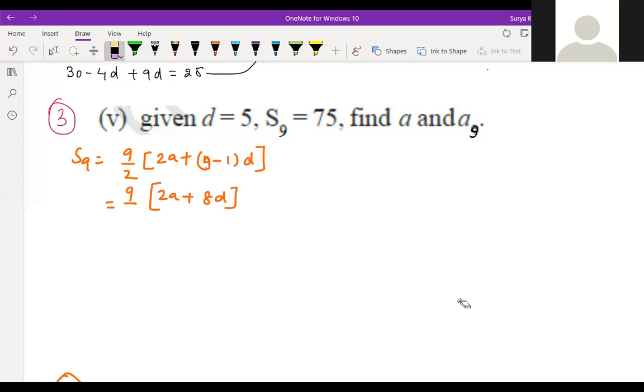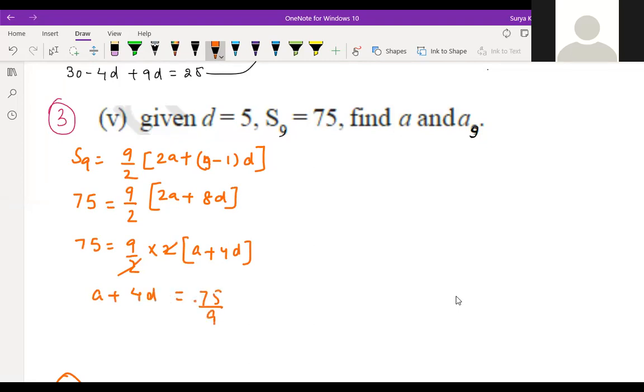After this, that's 75 is equal to 9 by 2 into 2a plus 40. And we take 2 common from this. So we can write here a plus 4d, correct? So 2 will get cancelled. So a plus 4d is equal to 75 by 9, correct? So 3 threes are 9, 3 fives are 15, so 25 by 3, correct? No?